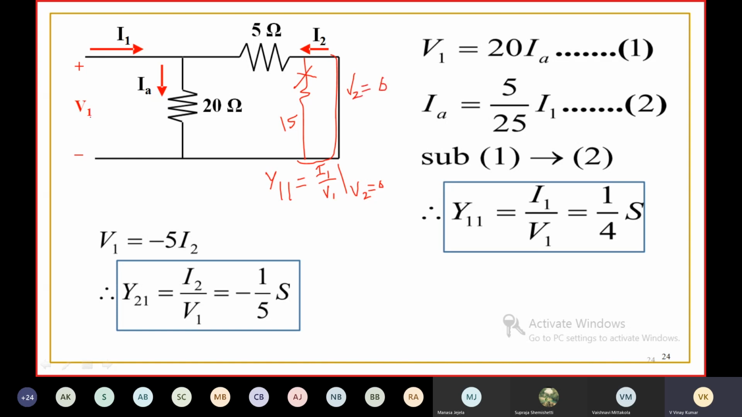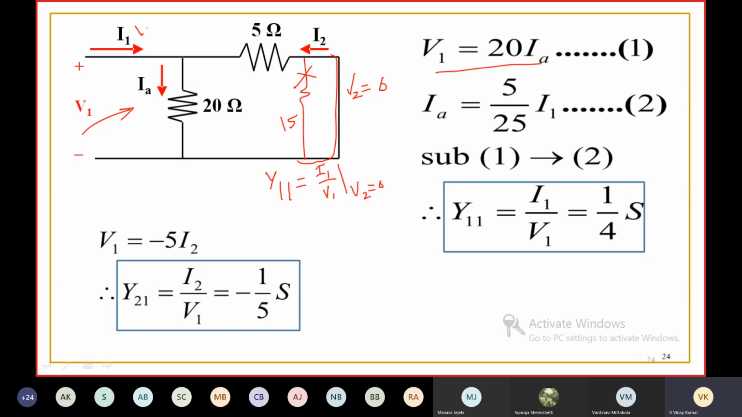Then what will be the ratio of I1 to V1? Nothing but you are going to find the input impedance between these two terminals. Input admittance between these two terminals. So here V1 is equal to 20 into IA. If IA is the current flowing through this, IA is equal to 5 by 25 into I1. You can use current division rule.